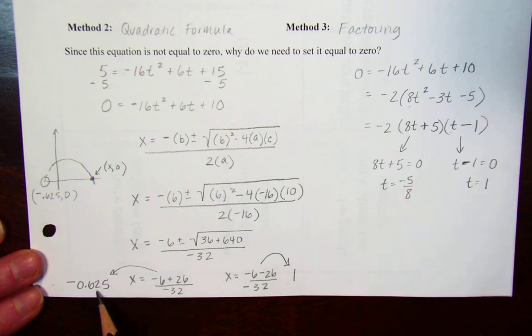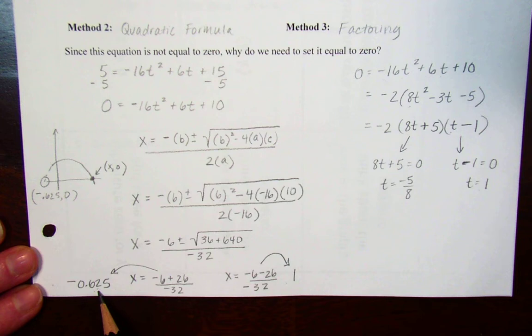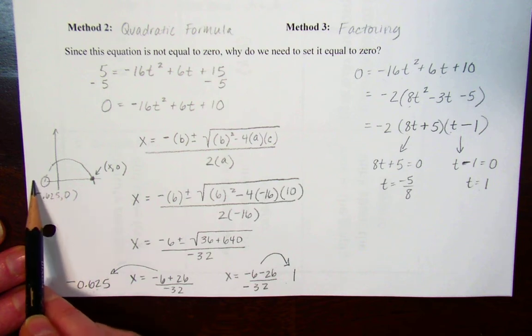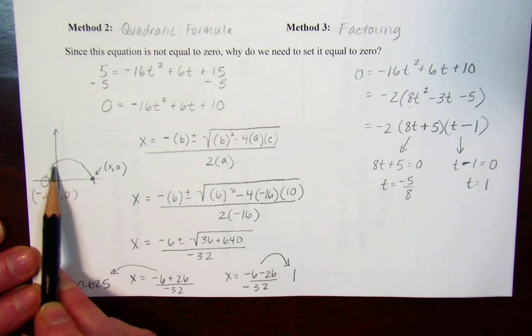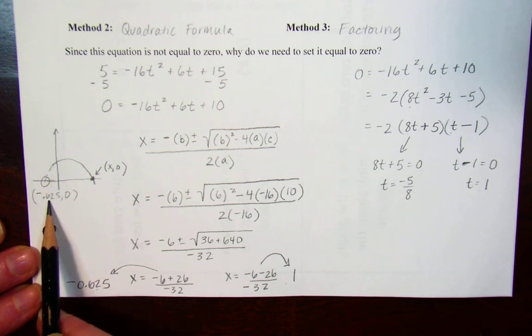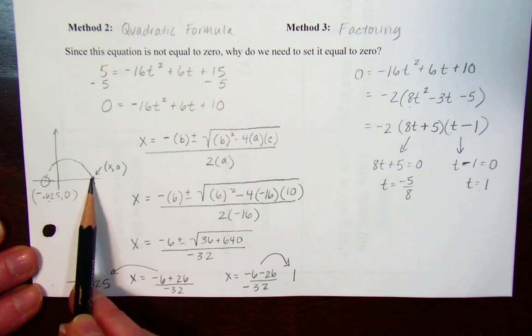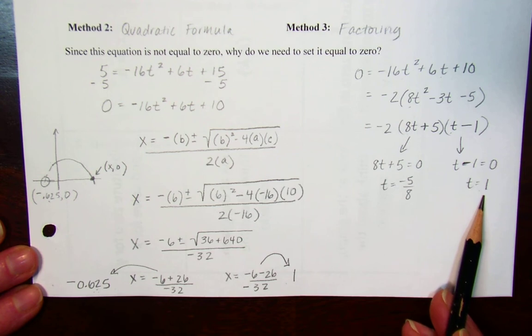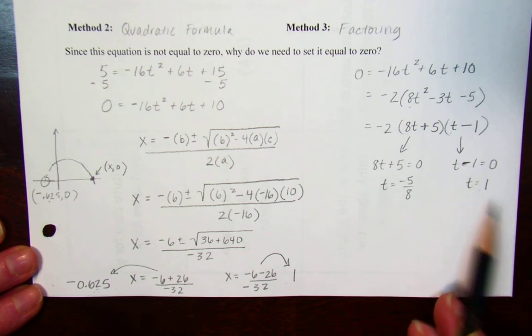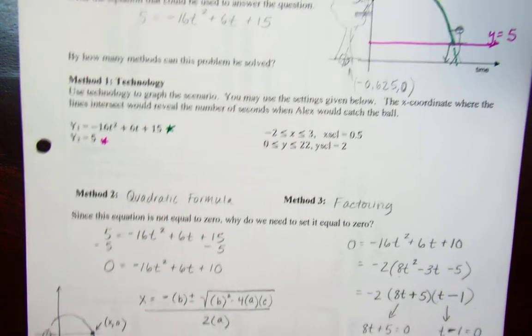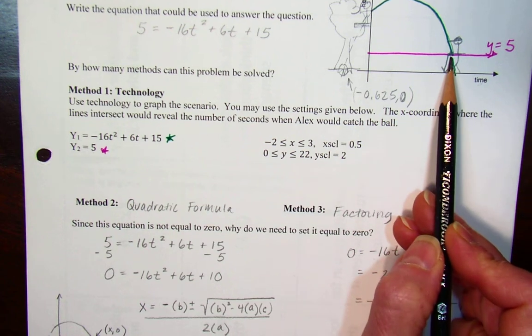-5/8 is equivalent to -0.625. And that intercept, because it's negative, is over here to the left of the origin. That would be before the ball got thrown from the treehouse. We're not worried about this intercept. What we're looking for is this one that has a positive x value. And so that would have been when t = 1. So at 1 second, that would have been where Alex caught the ball.